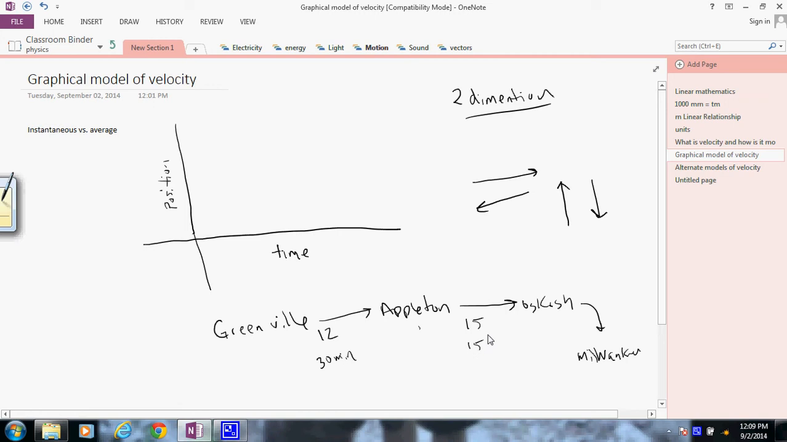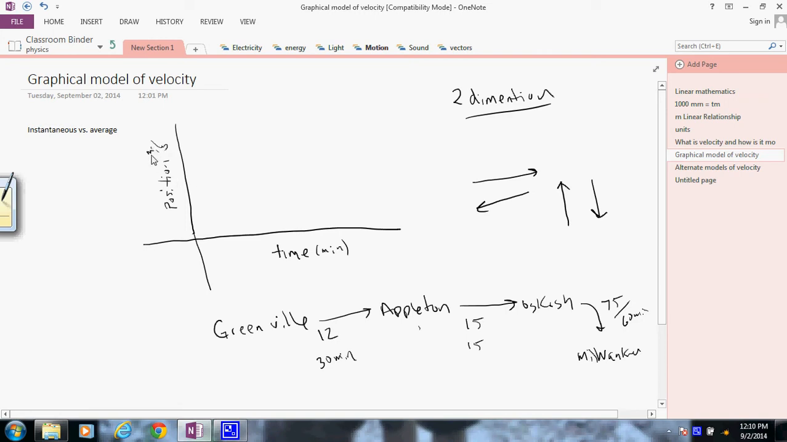And then let's say Oshkosh to Milwaukee is another, I don't know, 75 miles. And let's say this only took us 60 minutes. So in this case, if we're going to graph this out, our time unit is going to be in minutes, and our position would be in miles.